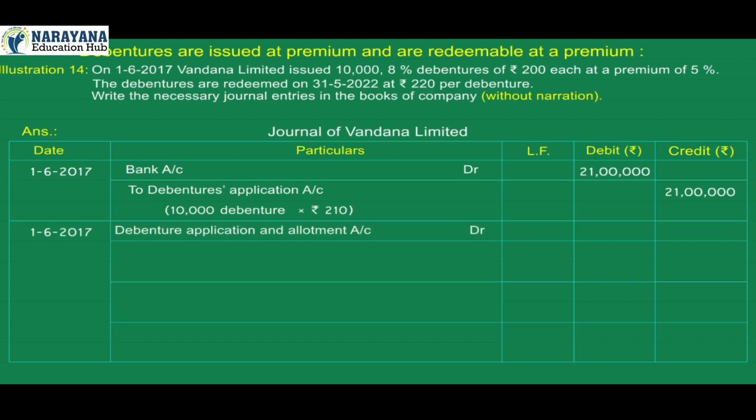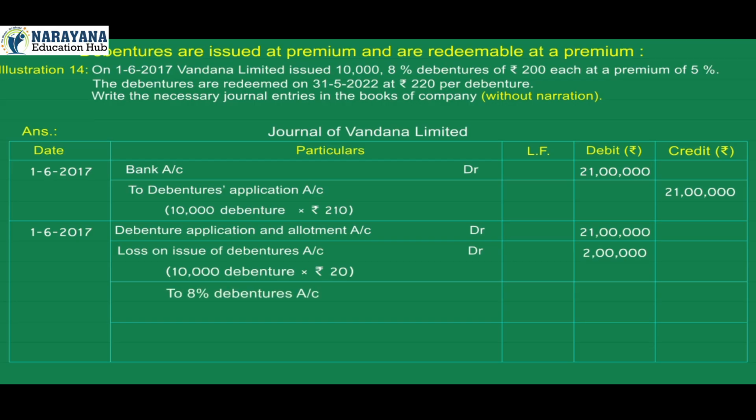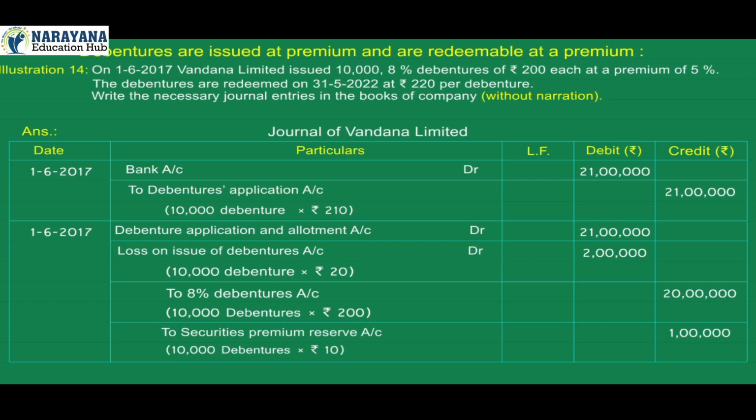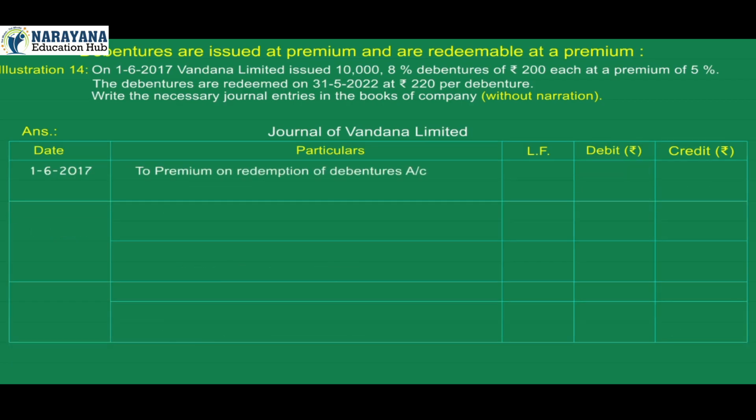1st June 2017. Debentures application and allotment account debit 21 lakh. Loss on issue of debentures account debit 2 lakh. 10,000 debentures into Rs 20. To 8% debentures account credit 20 lakh. 10,000 debentures into Rs 200. To securities premium reserve account credit 1 lakh. 10,000 debentures into Rs 10. To premium on redemption of debentures account credit 2 lakh. 10,000 debentures into Rs 20.